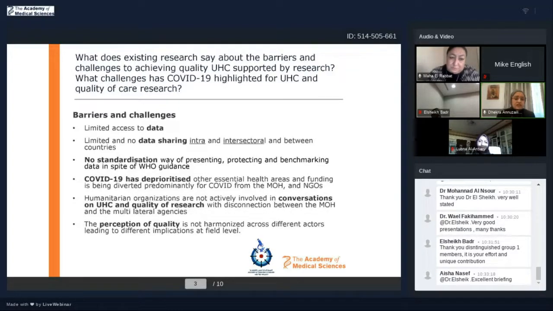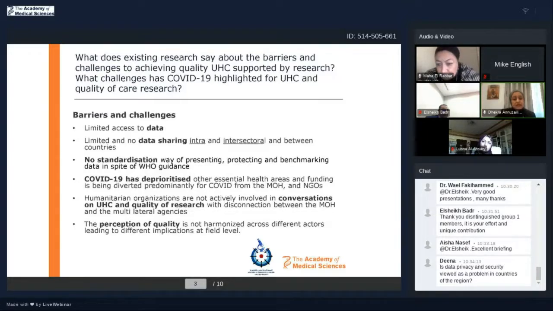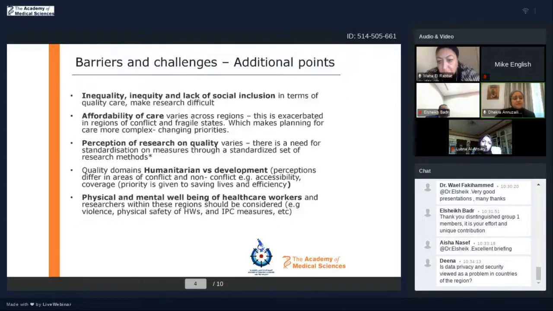COVID-19 and its implications on other essential health areas was obvious and is still obvious on funding, diverting funds to COVID-19, especially at the tertiary levels, from the MOH and NGOs. The conversation on UHC and quality of research is really lacking among the humanitarian organizations themselves. And there is an obvious disconnection between the MOH and the multilateral agencies. Another important barrier is that the perception of quality is not harmonized across different actors, leading to different implications at the field level.